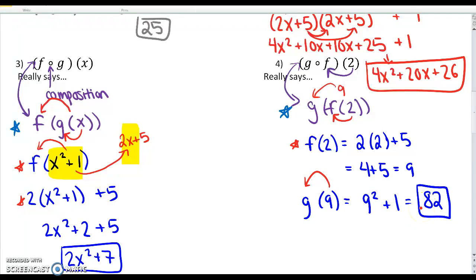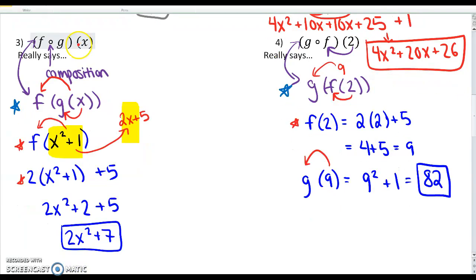So that's function composition. It's essentially when you plug in functions for one another. It could happen just as g of f of x. It could be g of f of h of q of x. It can happen multiple times, but that's how you would do it each time, is work inside out.